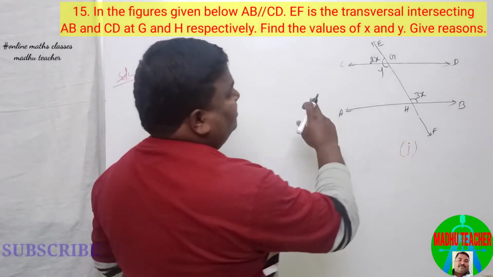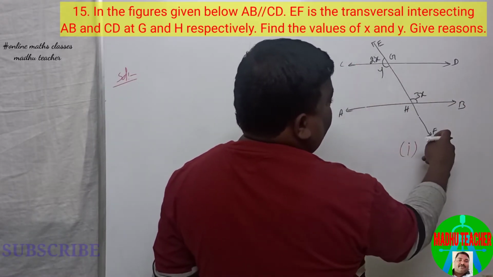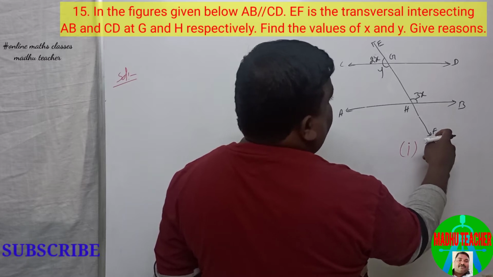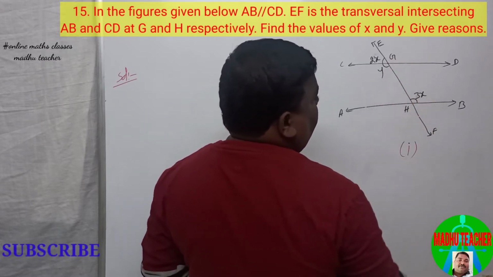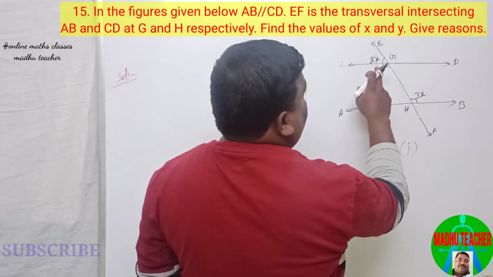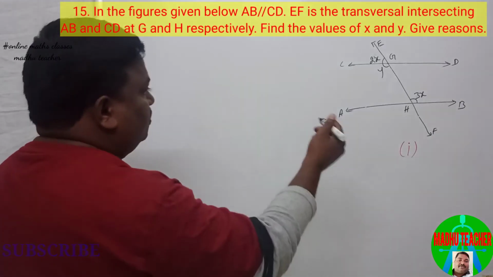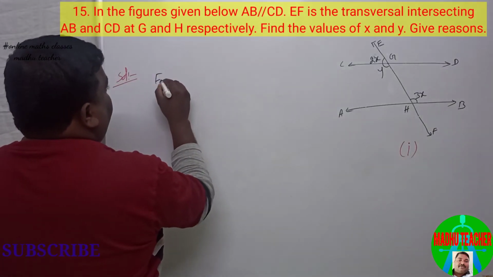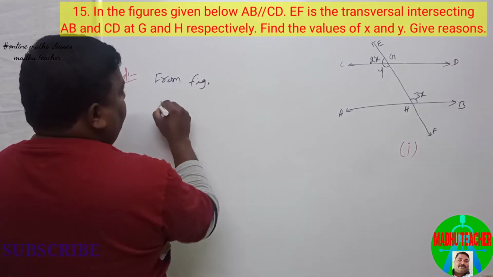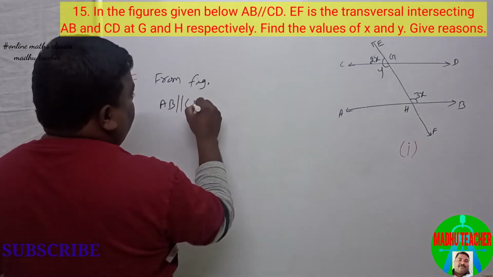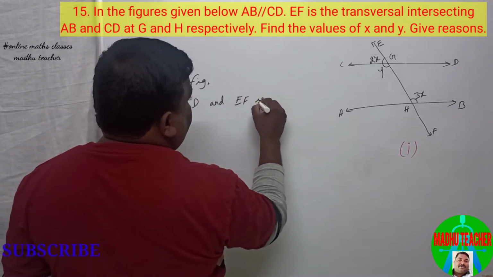So what is given? CD is parallel to AB, these two are parallel, and EF is the transversal intersecting at G and H. So what you have to find? Find x and y. So first, given from the figure, AB parallel to CD and EF is the transversal.